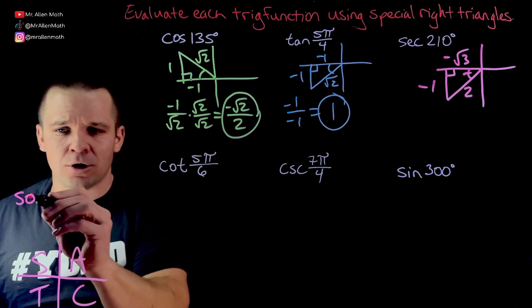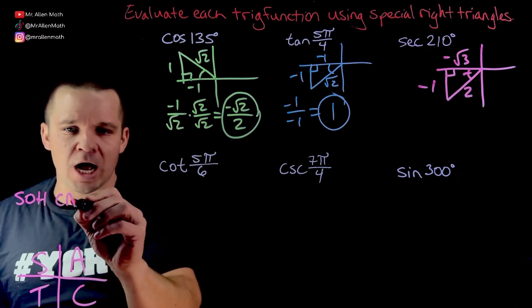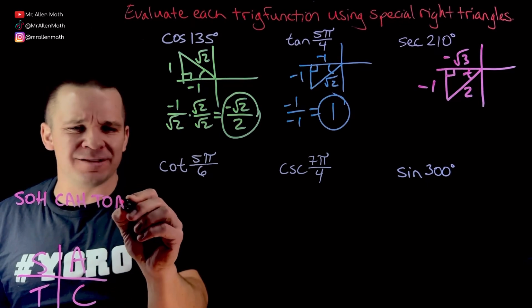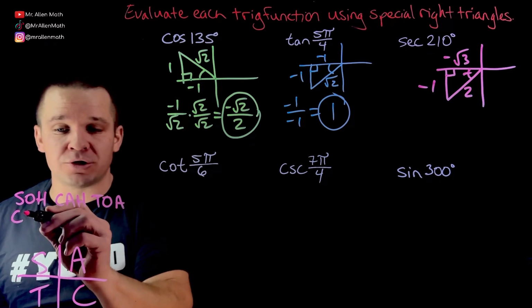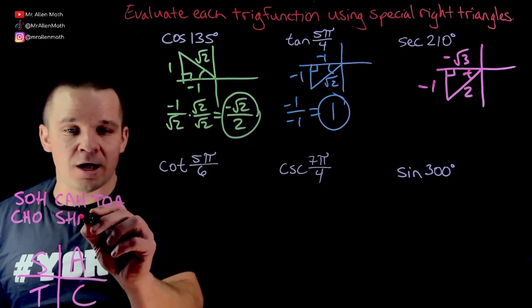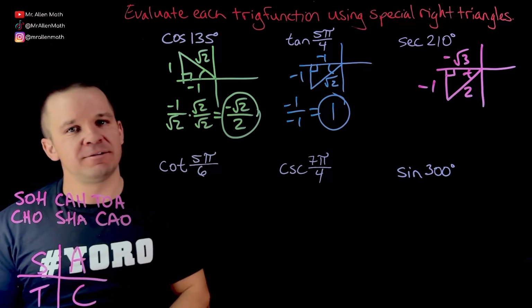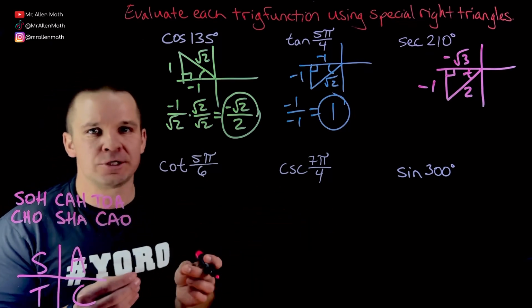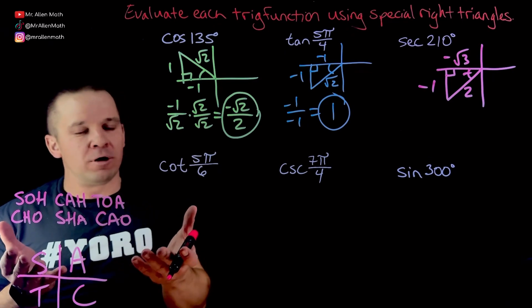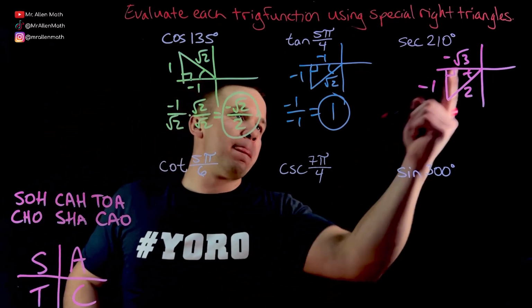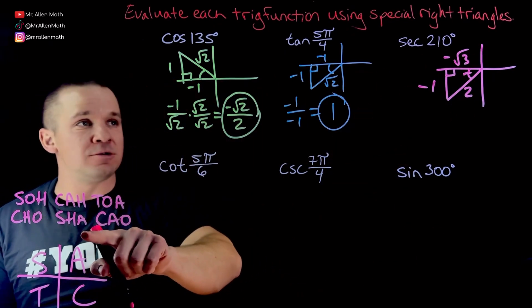SOHCAHTOA. Everybody loves that one. But you have the reciprocals as well, which is CHO, SHA, KA. I know it doesn't roll off the tongue quite as nicely as SOHCAHTOA, but we can still make it work, you know? Cool? All right. So secant, as we said, was hypotenuse over adjacent.